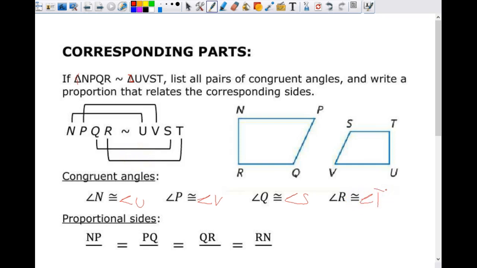I would also recommend filling in the diagram. N is corresponding with U. P corresponds with V. Q corresponds with S. And R corresponds with T. Okay? I think this is more useful than this. That's just me, though.